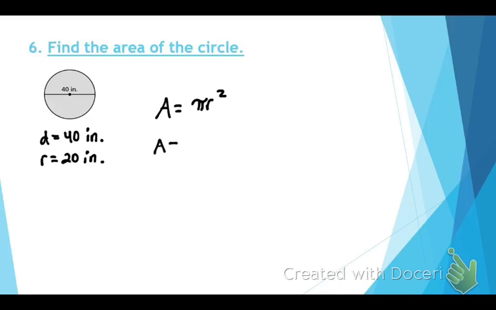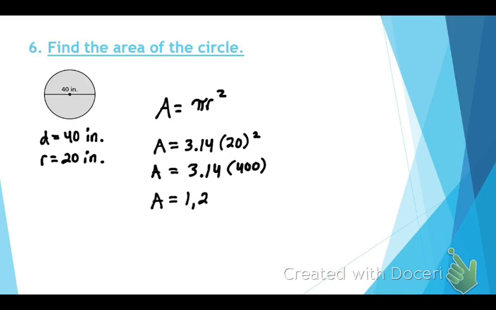Rodney, what'd you do after that? A equals 3.14 times 20 squared. Very good. And what is 20 squared? 400. Very good. When you multiplied that together, what'd you get? 1,256. And what units did you get?